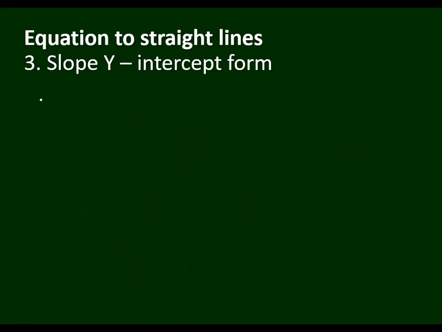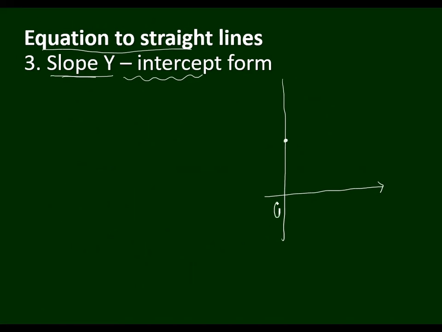Next is slope y-intercept form. That means we'll frame the equation of a line whose slope is given and y-intercept is given. What is y-intercept? Y-intercept is the distance or the length from the origin where the line passes the y-axis. This is called your y-intercept form.